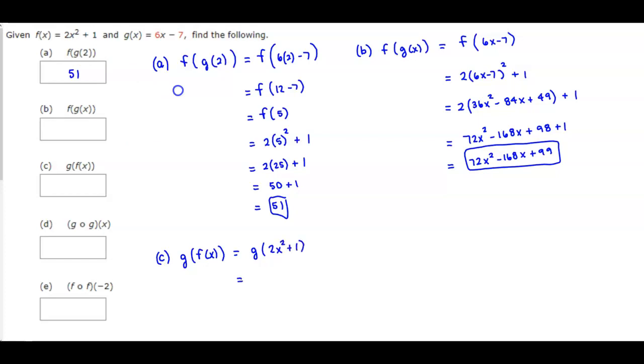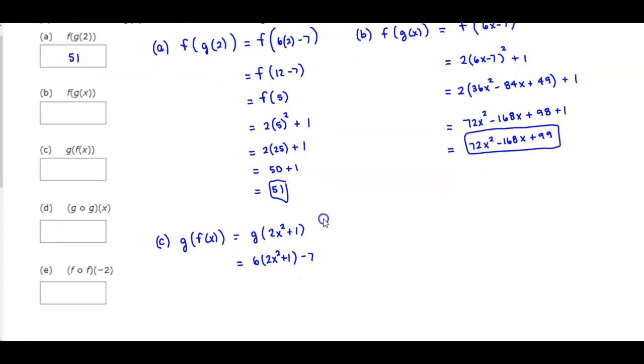And then we're going to plug that into the function g. So it's going to be 6 times x minus 7. Well, x is going to represent the input, which is 2x squared plus 1. So now let's go ahead and distribute the 6, and we get 12x squared plus 6 minus 7. And we end up with 12x squared minus 1.